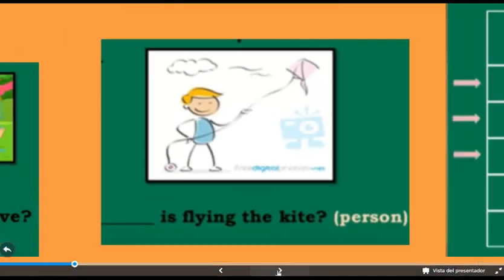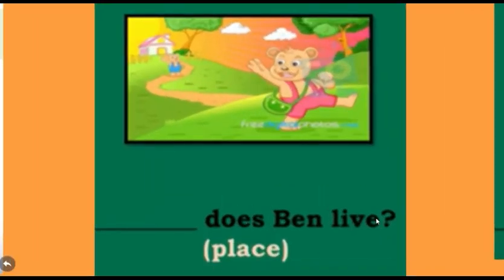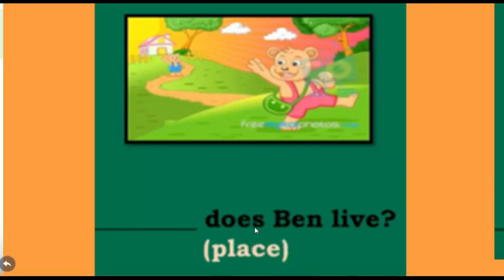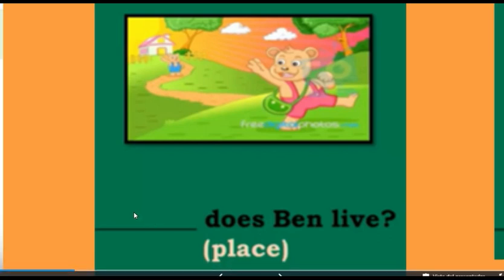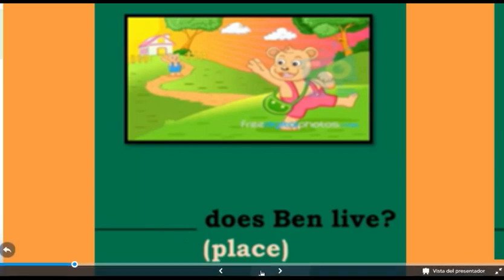In the next one, we have, so for example, look at this. Blank does Ben live? In this one, we are asking about place. What do you think when we ask about place? We can say what, when, where, why. Yes, you are right. In this one, the correct word is where. Where does Ben live? So remember, we use where when we refer to the place.